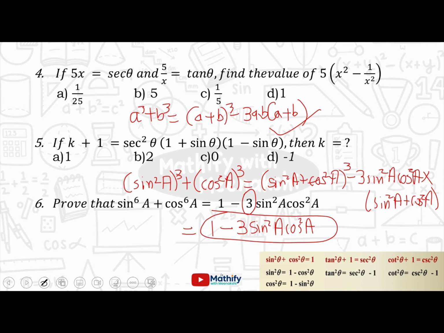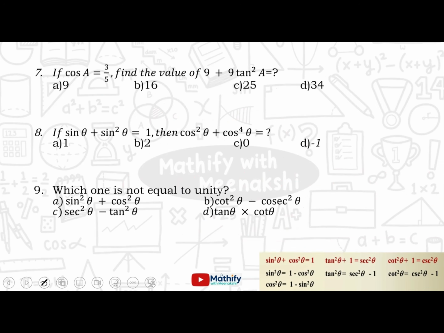Let's move to the next question. If cos A is 3 by 5, find the value of 9 plus 9 tan square A. Again, just think, tan square A. Whenever you have squares, just think of identities first. Yes, you can take 9 common. What are we left with? 1 plus tan square A. Now what is 1 plus tan square A? That is secant square A.